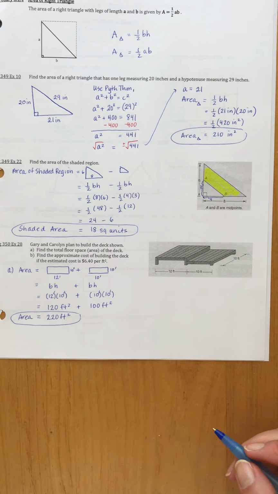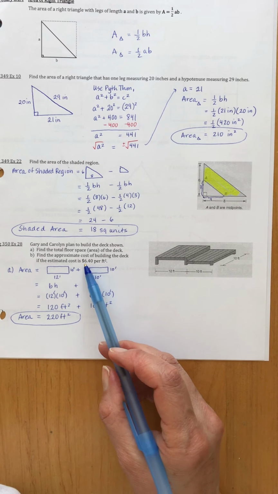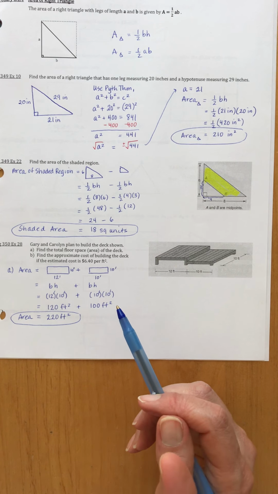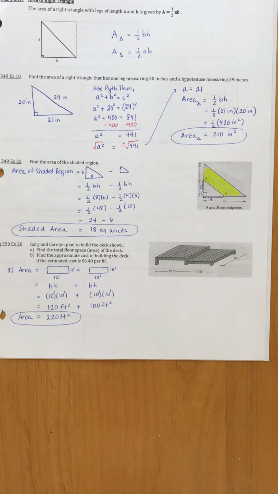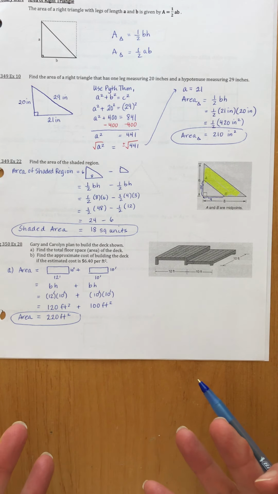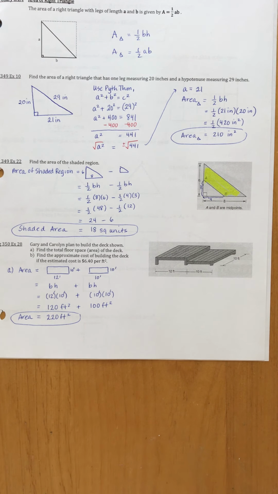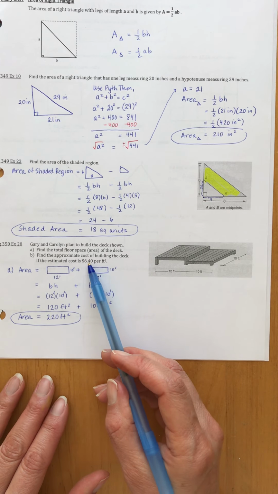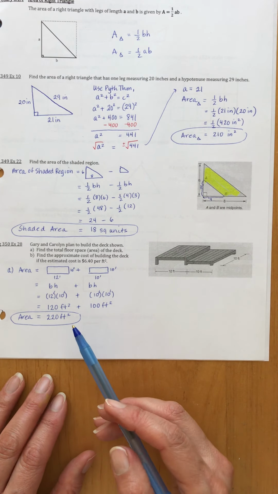Then they want to know how much it's going to cost if it costs $6.40 per square foot. So 1 square foot would be $6.40. How would you figure out how many 2 square feet would be? Well, wouldn't you say $6.40 plus $6.40, or 2 times $6.40? So that's the idea. If we had 3 square feet, we need to multiply it by 3. Well, we have 220 square feet. So we need to multiply 6.40 times 220.